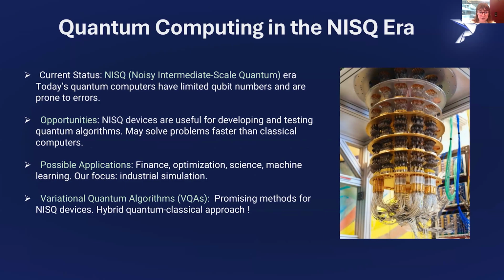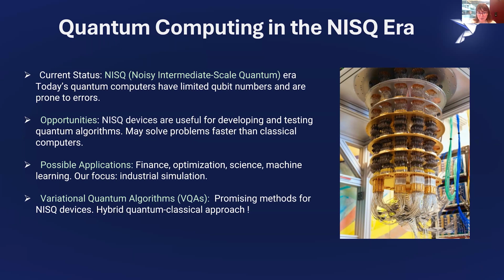So where is quantum computing today? Currently we're in what is known as the noisy intermediate scale quantum, or NISQ era. What this means is that we have quantum computers that are functioning and being used to perform calculations, but they have limited qubit numbers, so they're of intermediate scale, and they're also prone to errors, so they are noisy. The goal ultimately is to achieve full fault-tolerant quantum computers.